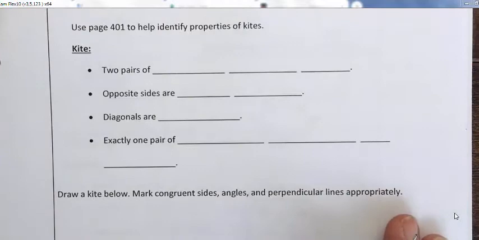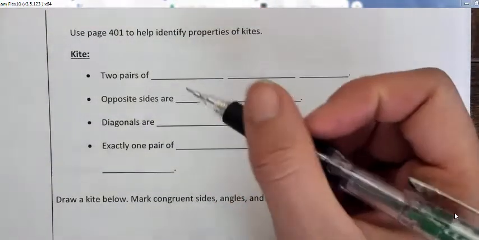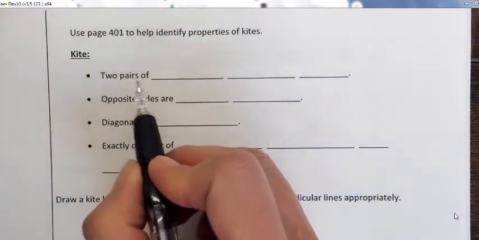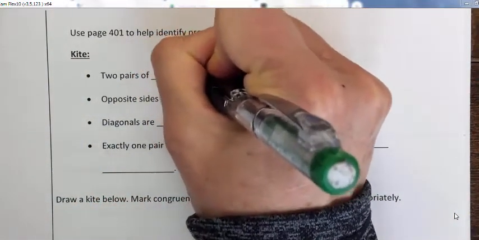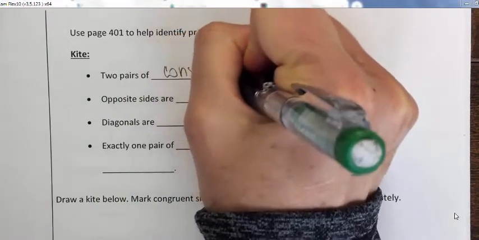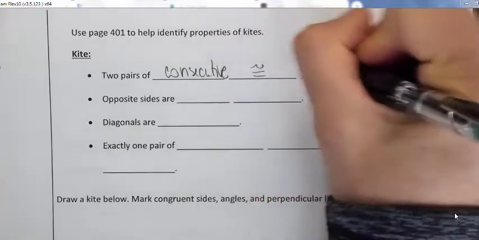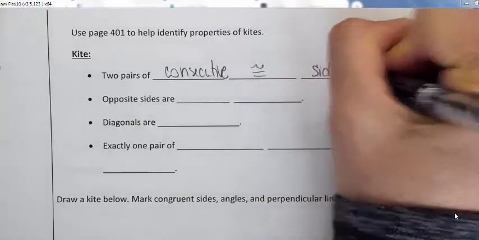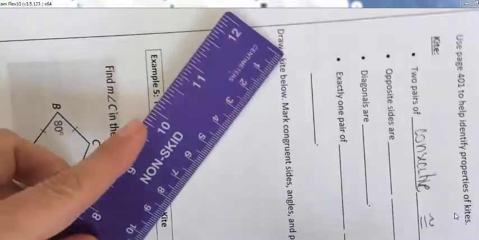All right, so let's go ahead and figure out some things about kites. So first of all, a kite has two pairs of consecutive congruent sides. Consecutive, remember, those are adjacent to each other, consecutive, congruent sides. Okay, so what do I mean by that? Well, I'm going to come down here. I'm going to draw a kite kind of on its side.